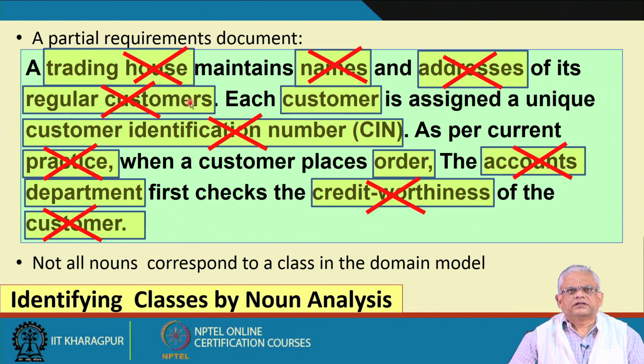We could identify the nouns, eliminate the ones which are not entity objects, and get 2 entity objects from this problem description. You can read through the entire problem description and identify the entity objects, but after practice and problem solving for a couple of problems, you will see that just by reading here, you can make out that customer and order are the only entity objects in this text description.